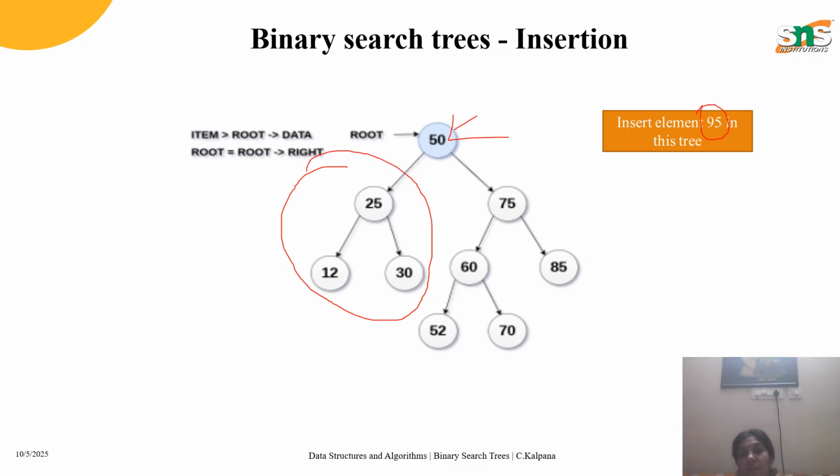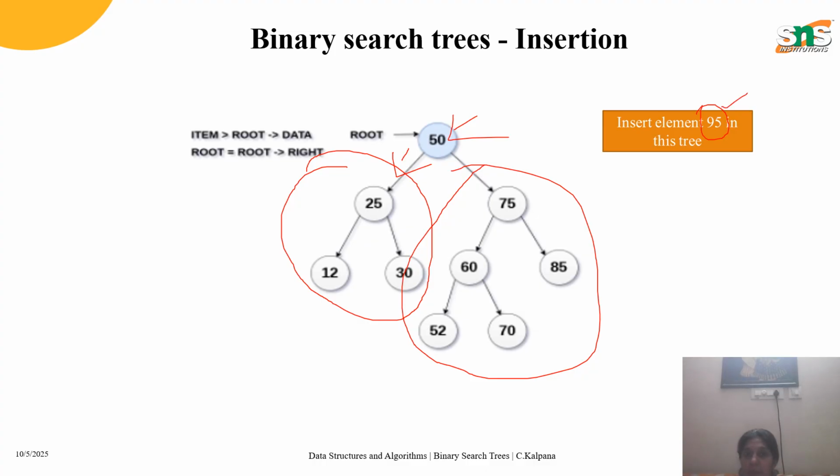If the value is less than the root node, we have to traverse the left side, that is the left subtree. If the value is greater than the root node, we have to traverse the right side of the root node. That is the principle, so we apply the principle here also. I am going to insert the number 95 into this tree.